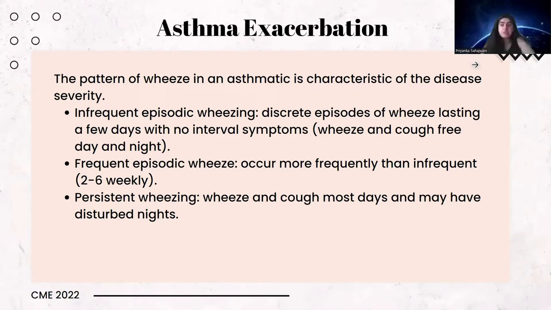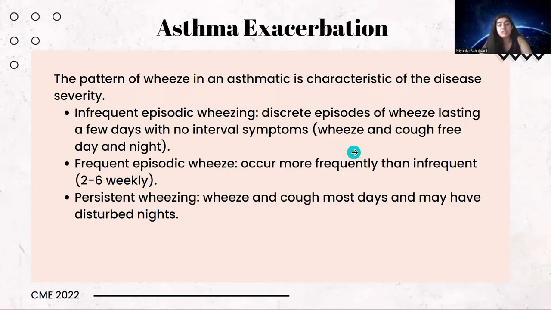So asthma severity is divided on the basis of how often you're getting the wheeze. If it is infrequent episodic wheezing, that is, wheeze lasting only for a few days with no interval symptoms, that is, there are free times between wheeze and cough free periods, then it is infrequent wheezing. Frequent wheezing will be when it occurs at least 2 to 6 times per week, and persistent wheezing is when it is occurring daily.